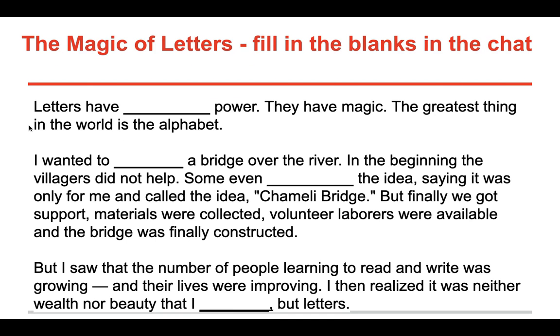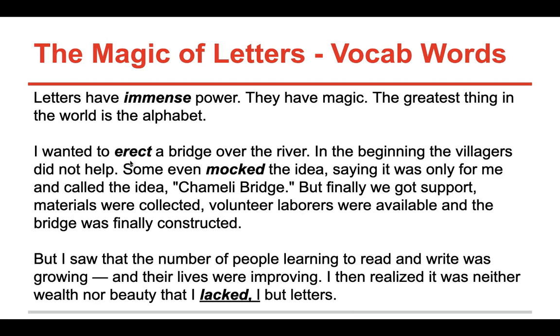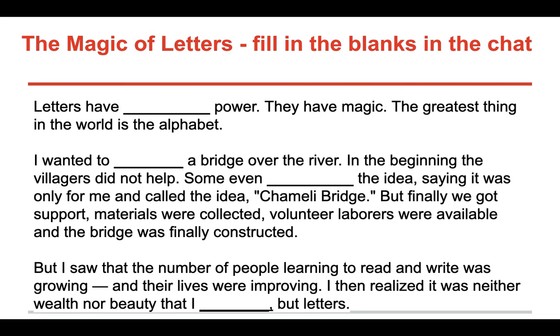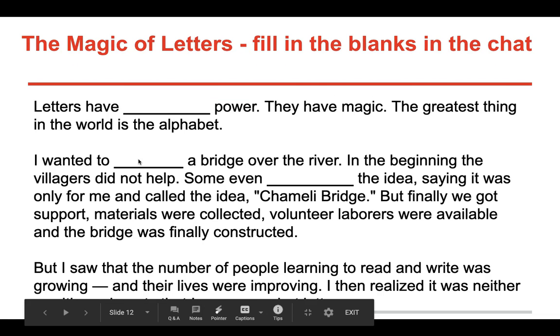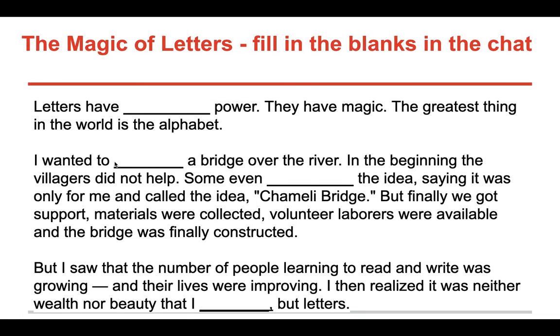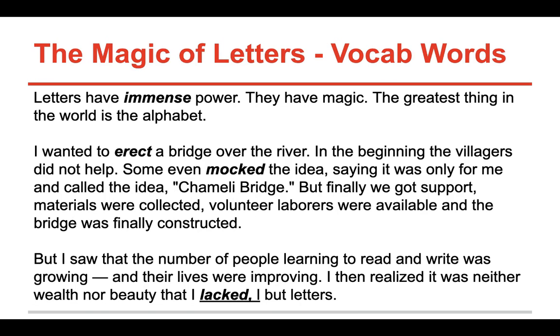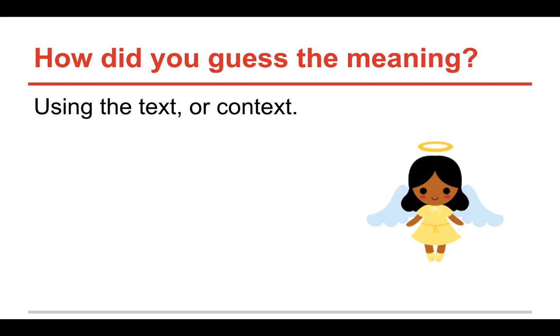Let's see. I wanted to build a bridge over the river or construct, like I saw down here. The word was erect. Erect means to build or to construct something. So that's another strategy, another thing you can use to help you understand the meaning of a word, without having to look it up in the dictionary. If you see a word, just remove it like it was a blank space here and fill it in with what you think would make the most sense in this context. And that's it for our first vocab strategy, using context to find the meaning.